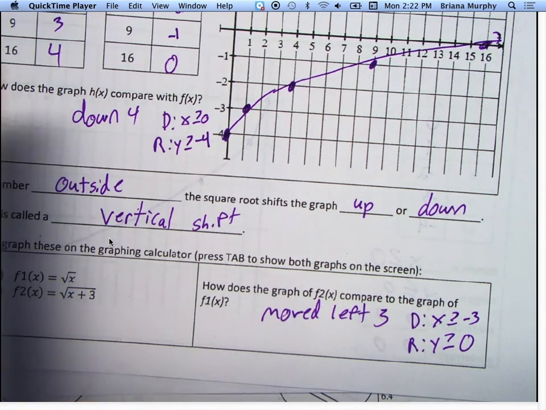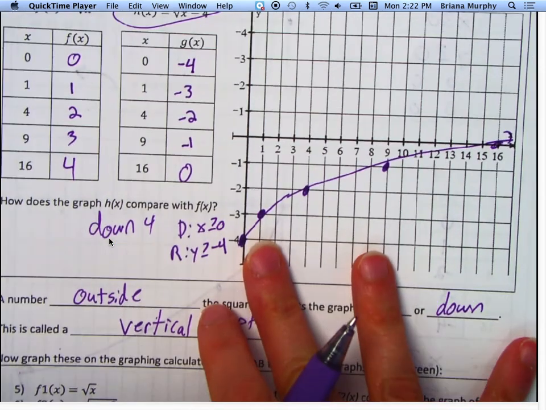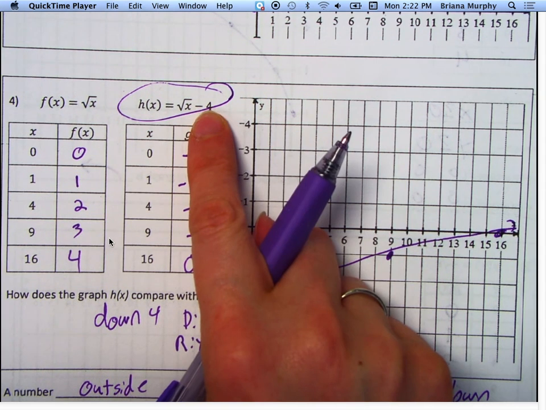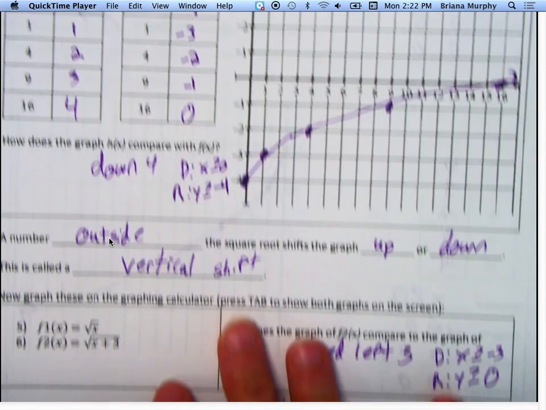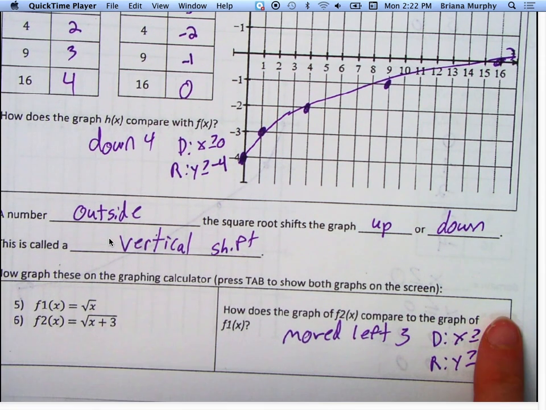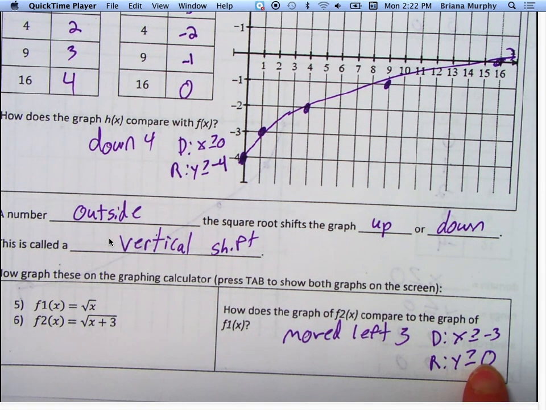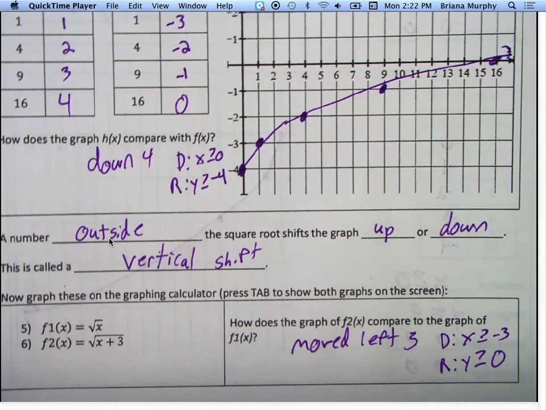So, what did we figure out from here? That if it's on the outside, the domain stayed the same, but my range changes. If it's on the inside, my domain changes, but my range doesn't. Let's turn it over.